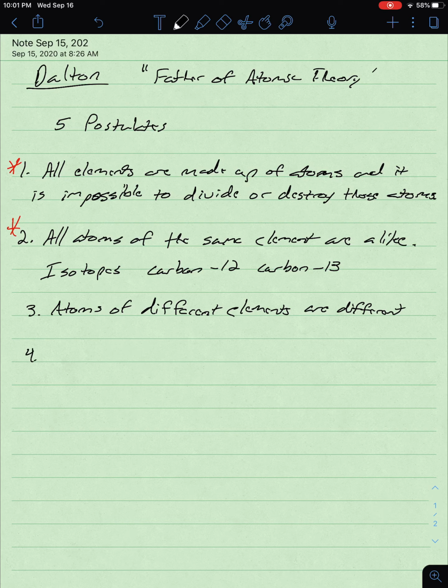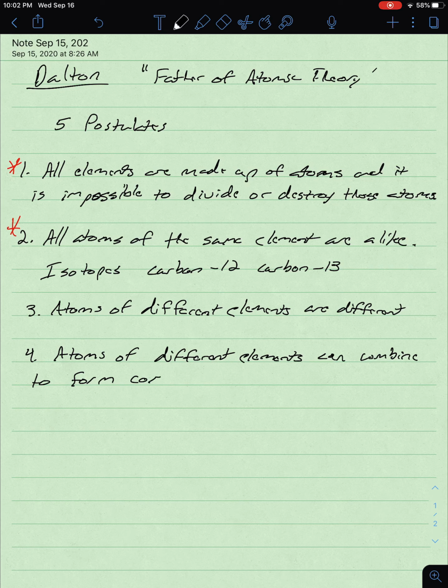Our fourth postulate, atoms of different elements can combine to form compounds. That was just bad handwriting right there. So that makes sense. It means we can have differing elements come together and make something as a compound. An example of that would be something like H2O. So hydrogen and oxygen come together and make water.